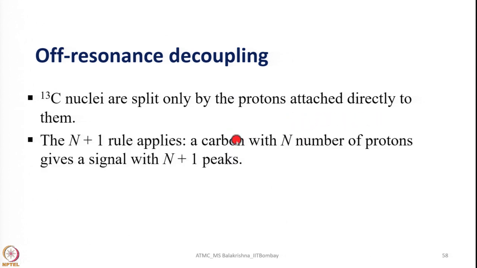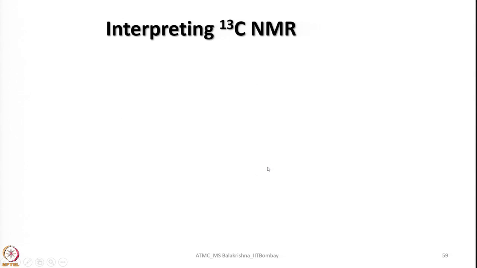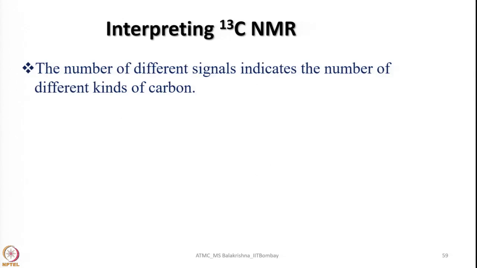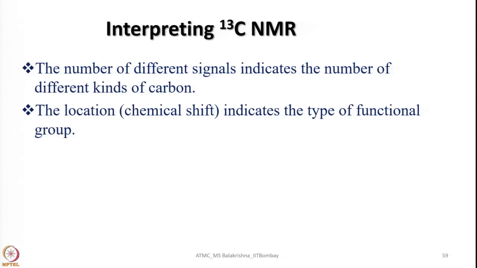So the n plus 1 rule applies. A carbon with n number of protons gives a signal with n plus 1 peaks. So interpreting will be a little bit complicated. As a result, what happens? We go for the decoupled one.